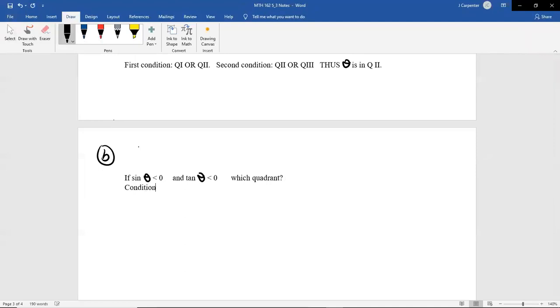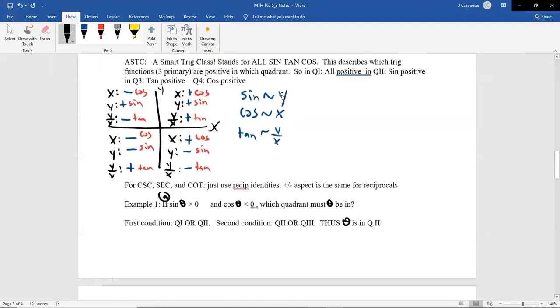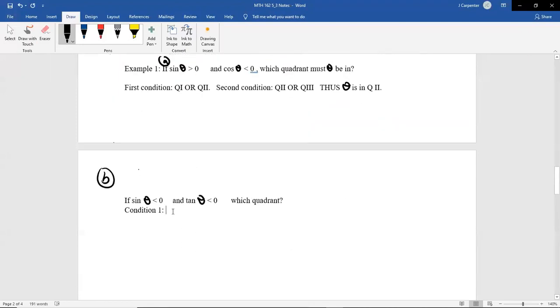Condition 1 says, well, the sine has to be negative. Sine goes like y. So whenever the y's are negative, when the y's are going down, we're going down on this. So down puts us in quadrant 3 or 4, and this confirms it. Sine is negative in quadrant 3. Sine is negative in quadrant 4. Each of these are split 50-50. So by condition 1, it's quadrant 3 or quadrant 4.